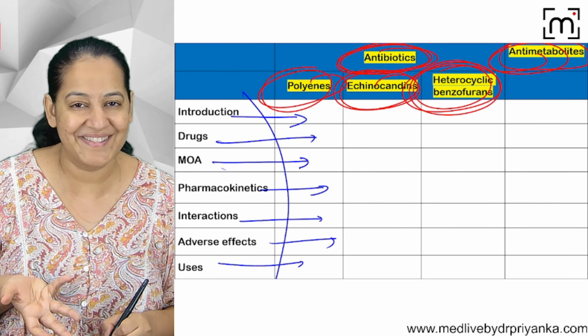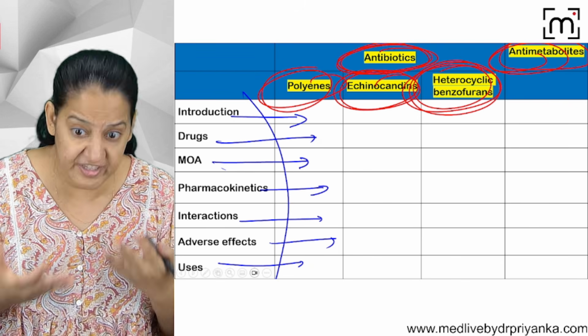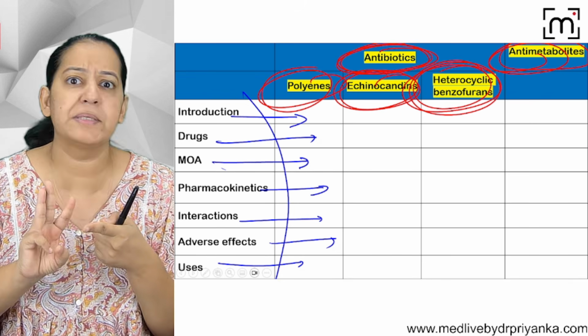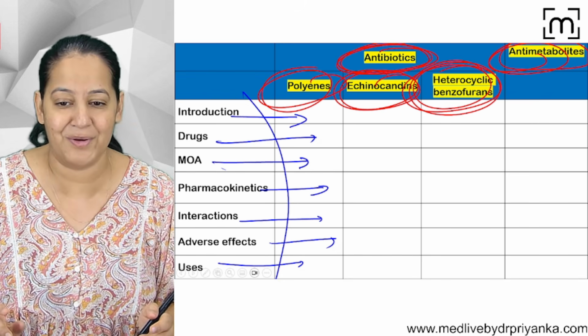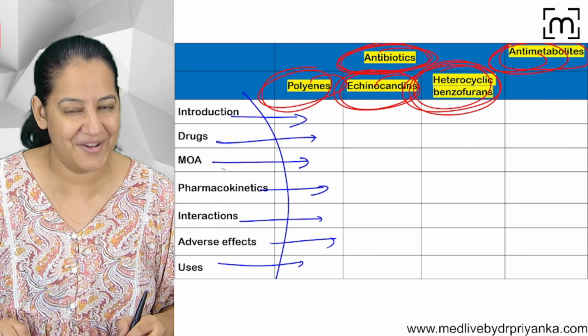Uses, they all are antifungal drugs. They will be useful in fungal disorders. But which fungal disorder? Are they useful in superficial mycoses, subcutaneous mycoses, systemic mycoses, or opportunistic mycoses? You know the classification well. And here we can write it down. Okay, I hope you got it.